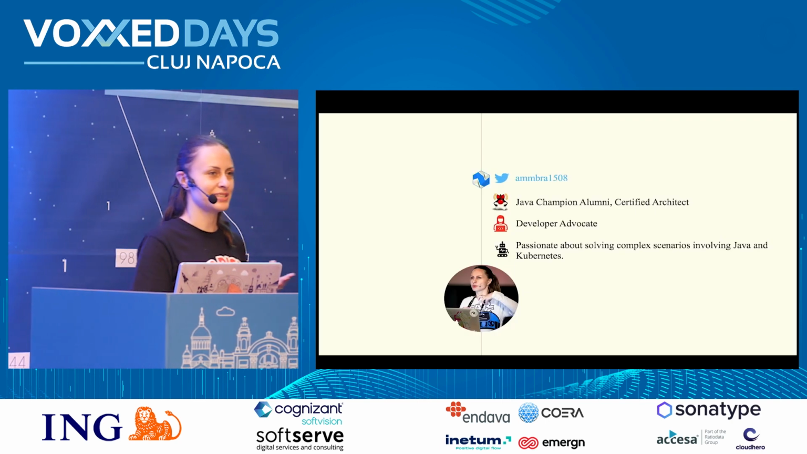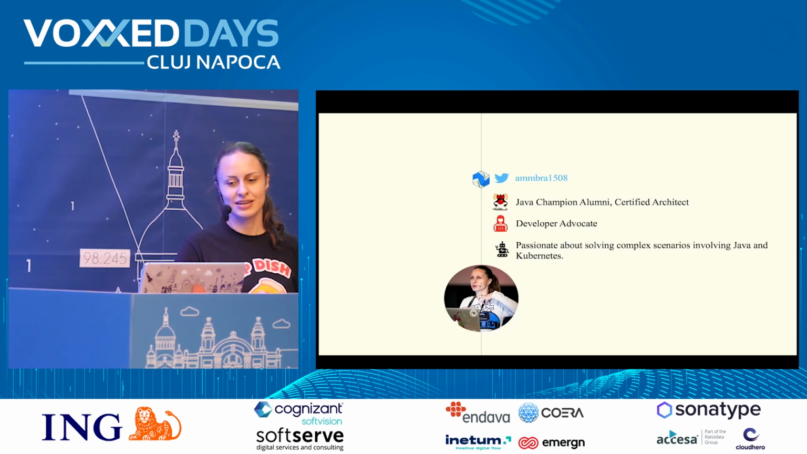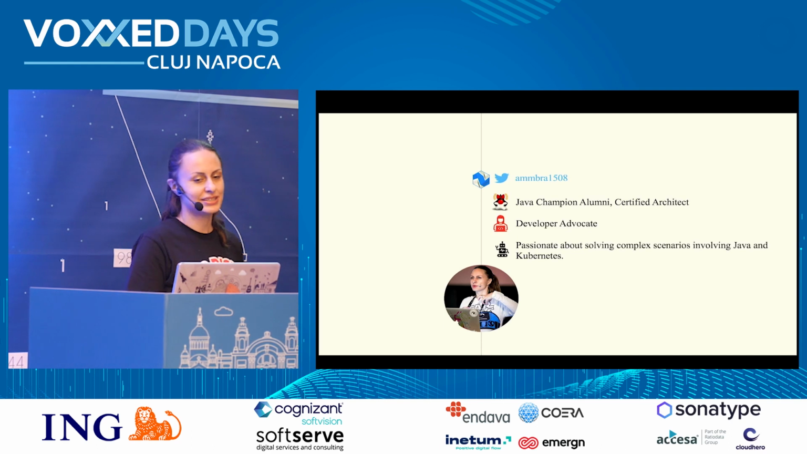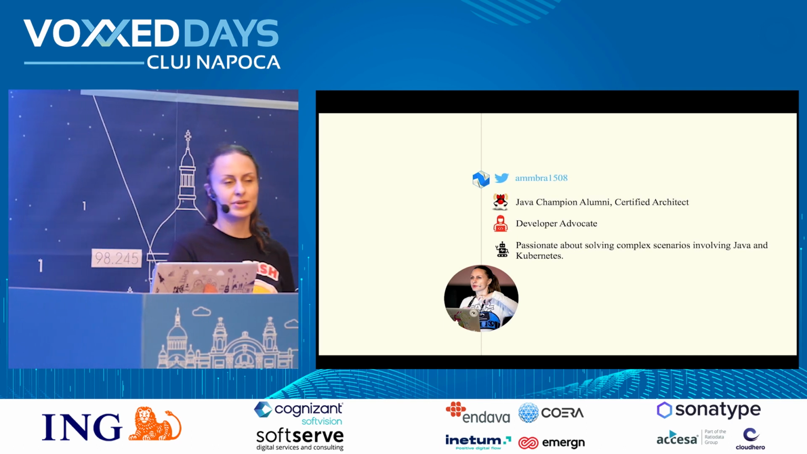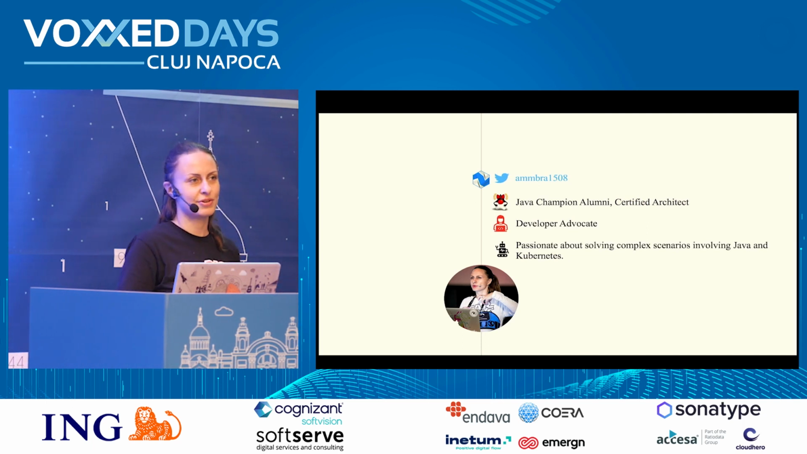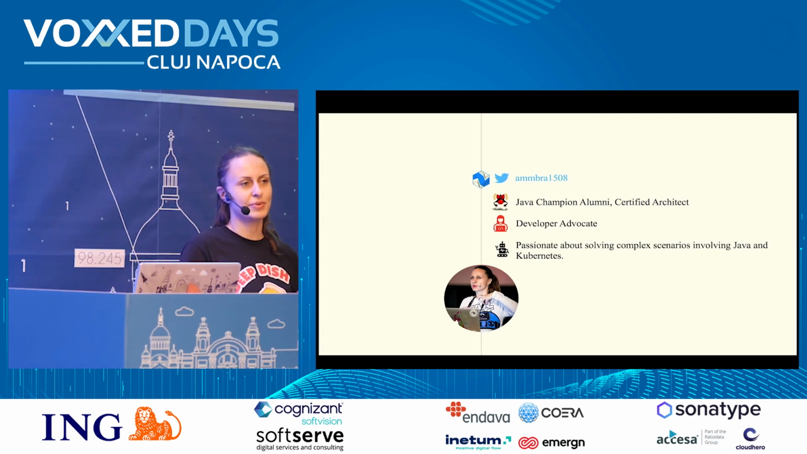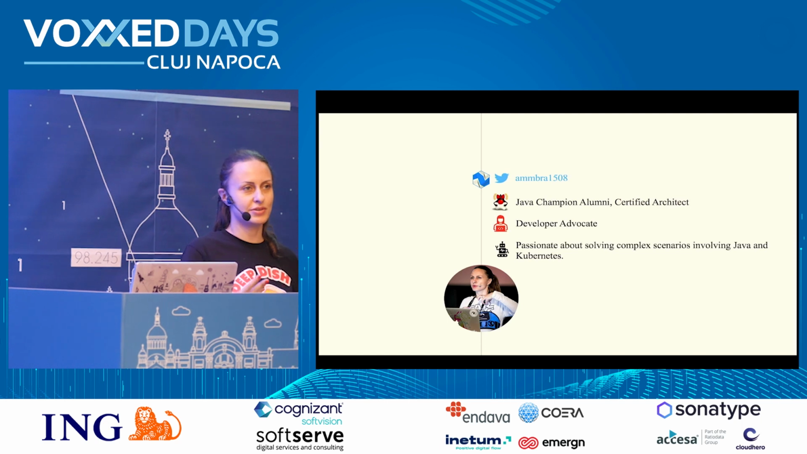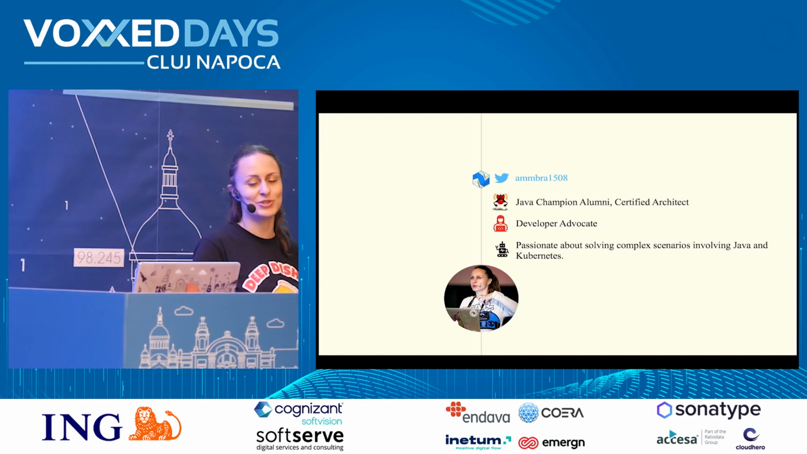A little bit about myself. I'm Anna. I am currently working as a developer advocate and also Java Champion alumni and certified architect. You can find me on Twitter at Ambra1508, where I post about things that I do, tutorials, and other content that could help you in your day-to-day life as developers, Java developers in special.